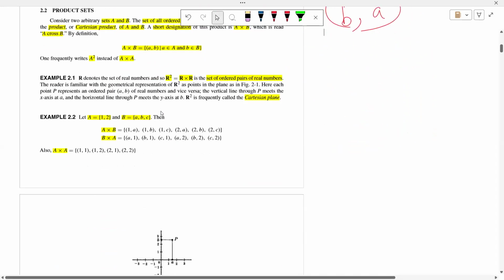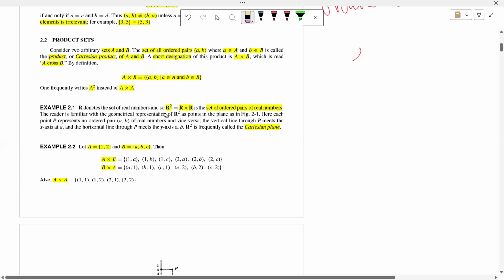Okay, next we will look at product sets. The product sets.